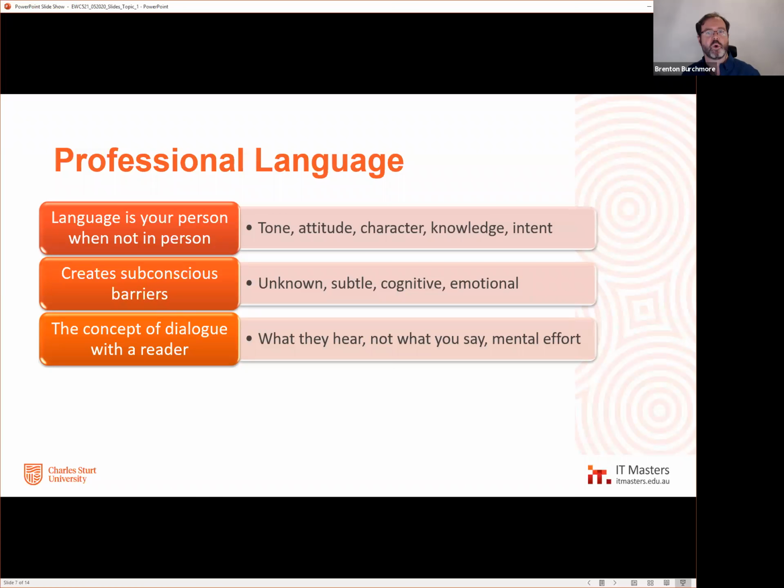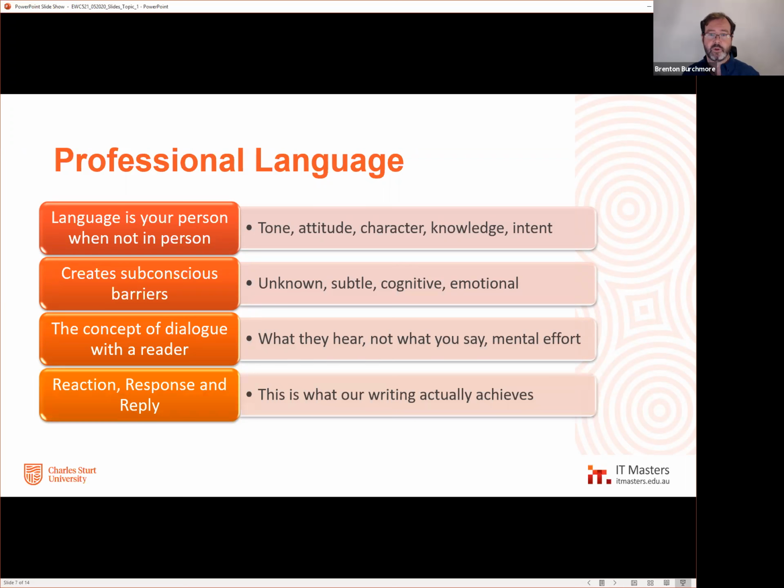We need to understand what we're building. What kind of change are we building and creating in the reader? What's their reaction? What's their response? And then what's their reply? So when we're writing an email, it's like these three stages. They're going to react to it first. Based on that, they're going to respond, and then maybe they'll reply and let us know what their response is. So the reply is kind of that last little bit after. It's part of the motivational vector.